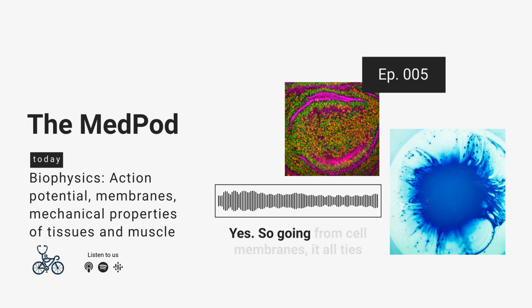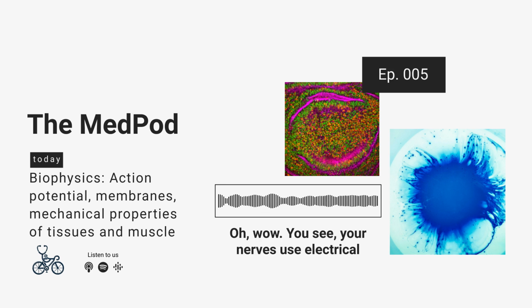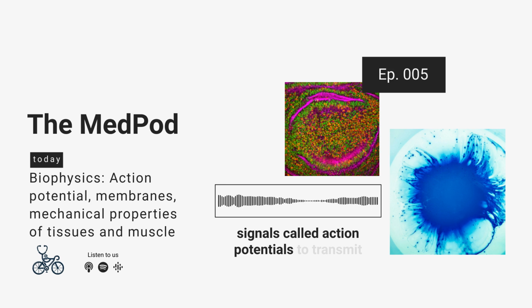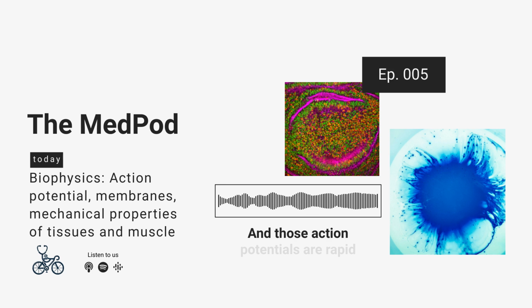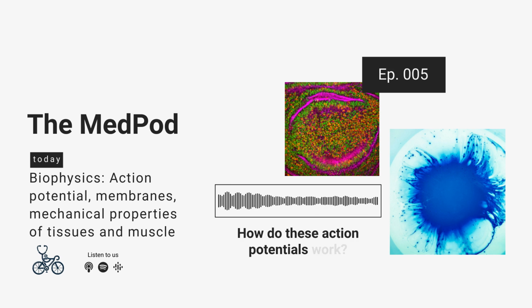Nerves? So we're going from cell membranes. It all ties together beautifully. You see, your nerves use electrical signals called action potentials to transmit information throughout your body. And those action potentials are rapid changes in the resting membrane potential. Okay, I'm intrigued. How do these action potentials work?